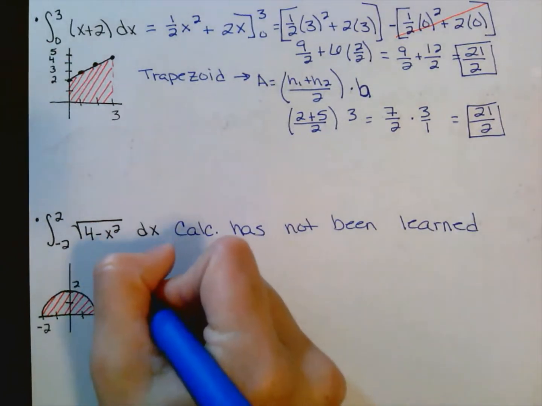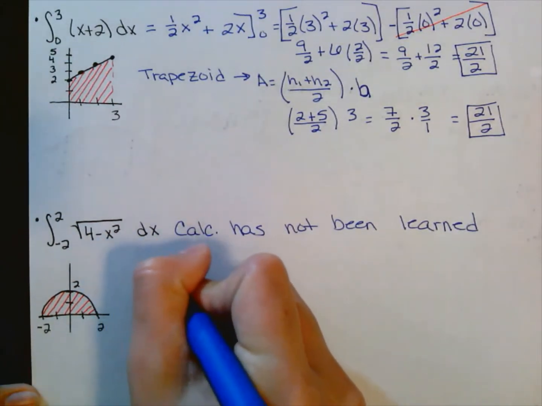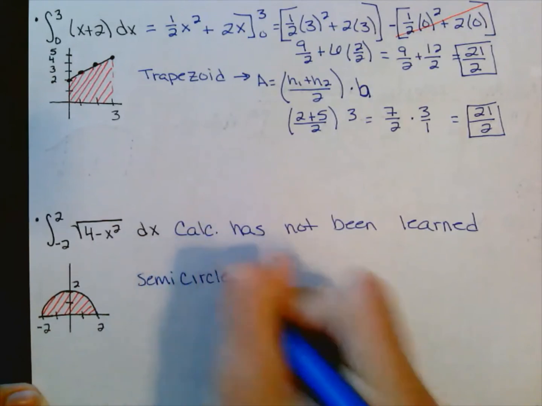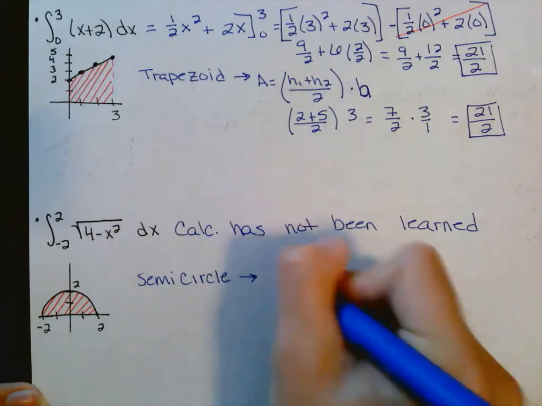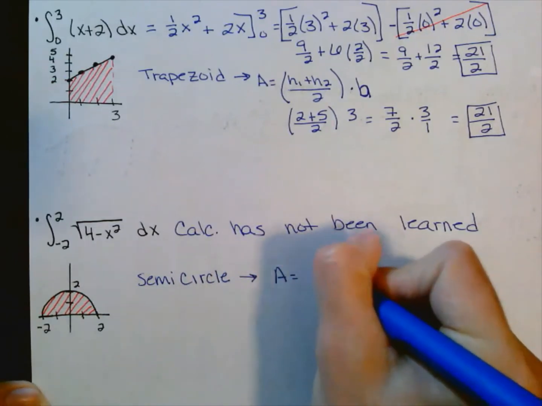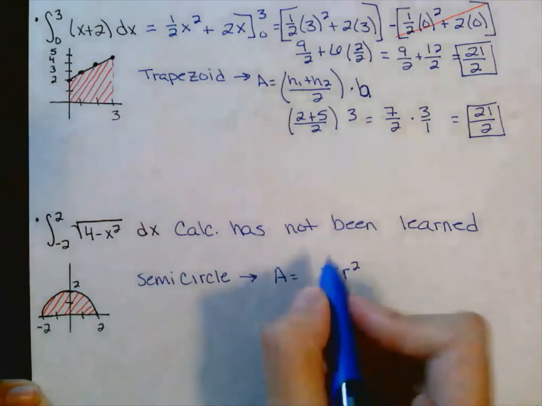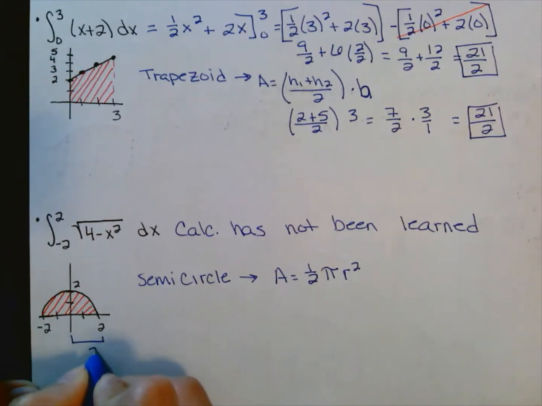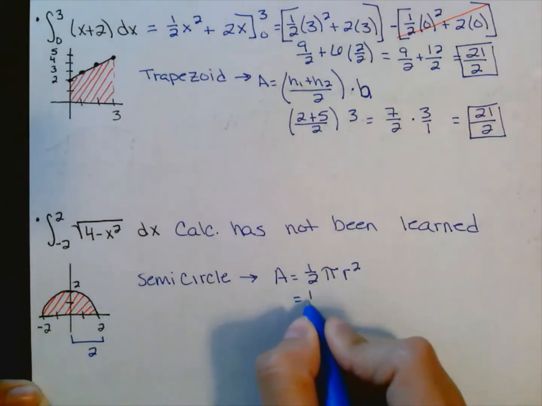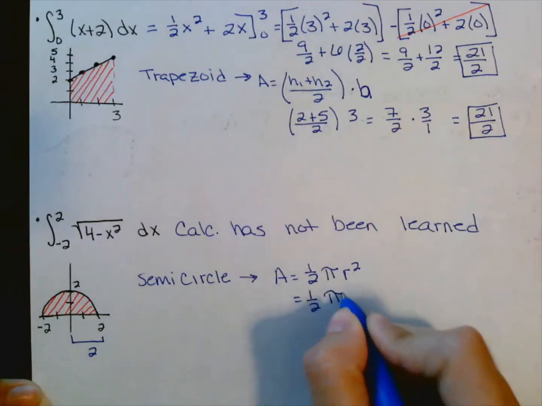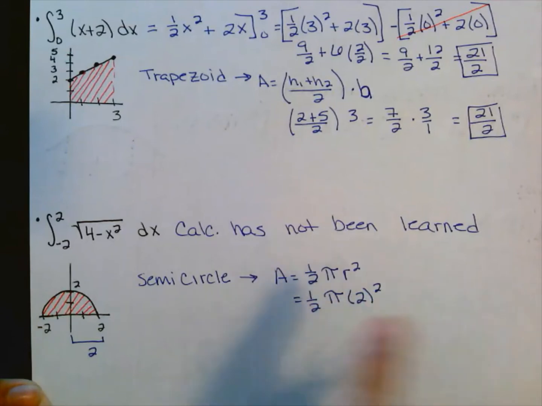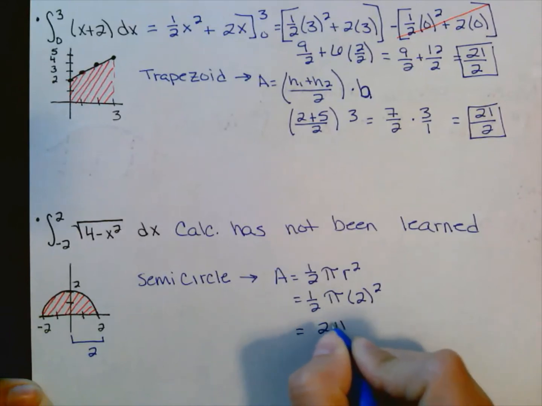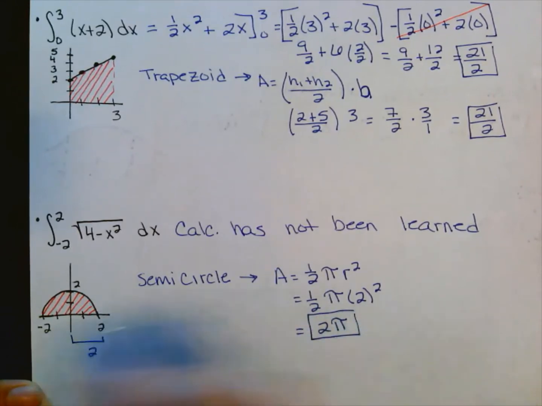Okay, so geometrically this is a semicircle. The area of a circle is pi r squared, but since it's a semicircle, I'm going to multiply it by half. Now, my radius is right here. It's a radius of 2. So I'm going to say half times pi times my radius, which is 2, squared. 2 squared is 4. Half of 4 is 2. So I multiply that 2 with a pi, and my area underneath this semicircle is 2 pi.